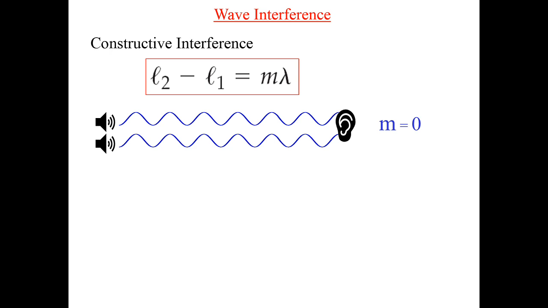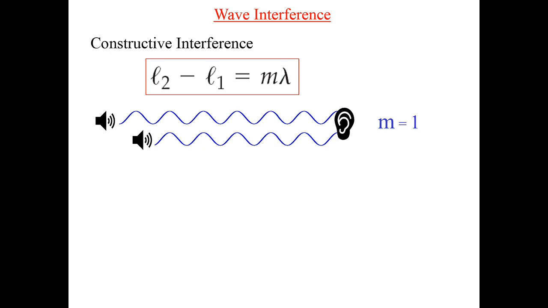A second example, we move the speaker by exactly one wavelength closer to the ear. So now the difference in the path length is equal to exactly one wavelength. What happens when we move the speaker forward by exactly one wavelength is that the waves are still in sync with each other. If we move the speaker forward towards the ear by another wavelength, so now the second speaker is two wavelengths closer to the ear, then the sound waves are still in sync, so once again the interference is constructive.